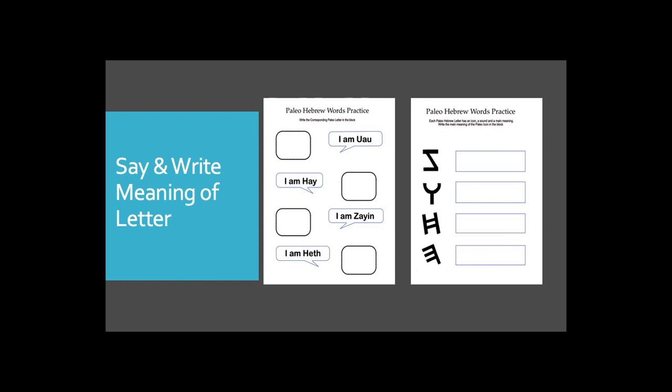In the blocks, we'd like you to write the letter for the comment that is beside it. So the first one is, I am Ua. So what do I look like? We want you to write that in the block. I am Hey. I am Zion. I have trouble with that one, obviously, right? Zion. And the last one is, I am Hek.